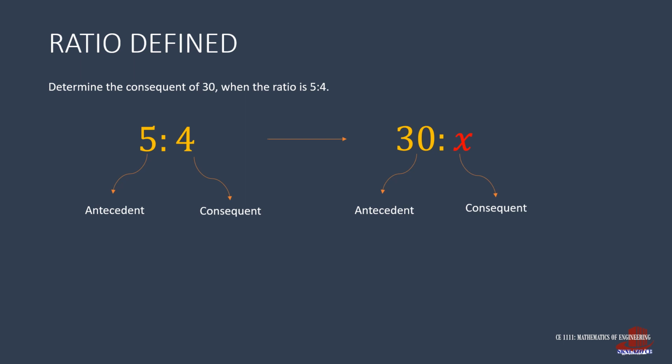Using the colon notation is quite confusing, so it is easier to visualize the solution by using the fraction form, which can be shown as 5/4 is equal to 30 over x. By cross multiplication, we get 5x is equal to 4 times 30. To find x, divide both sides by 5 and get x equal to 24.